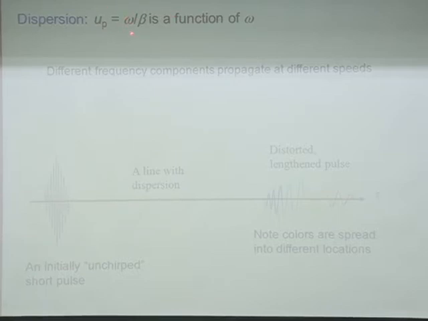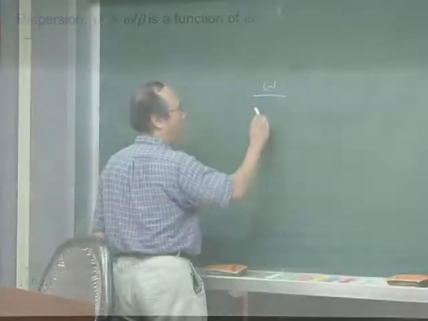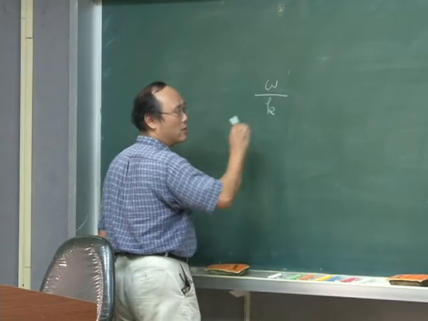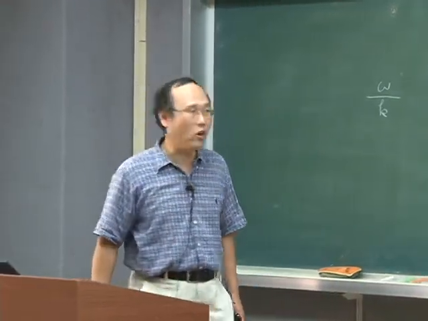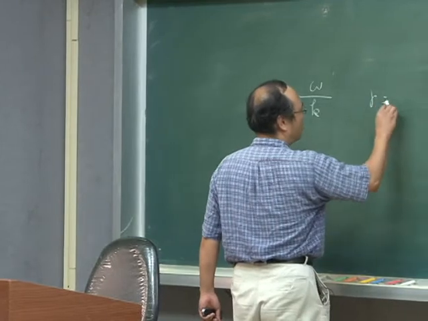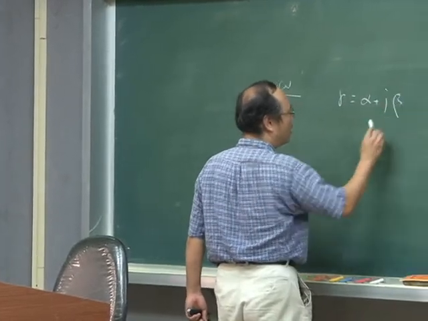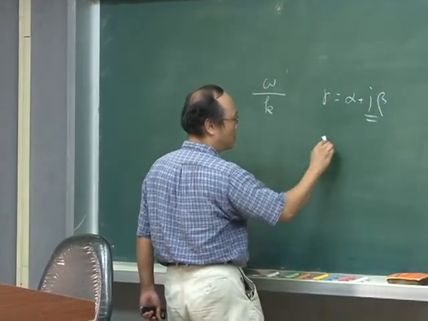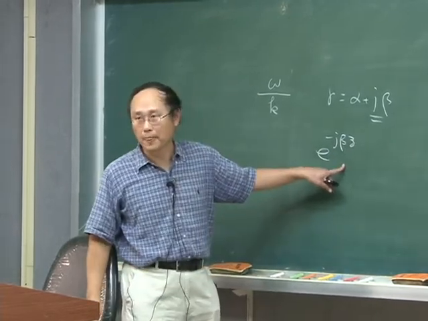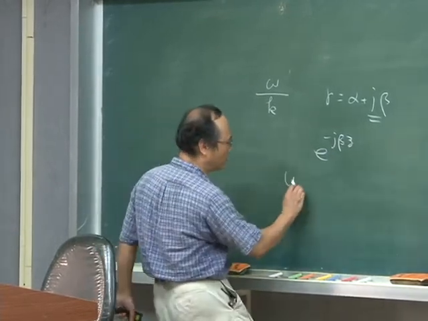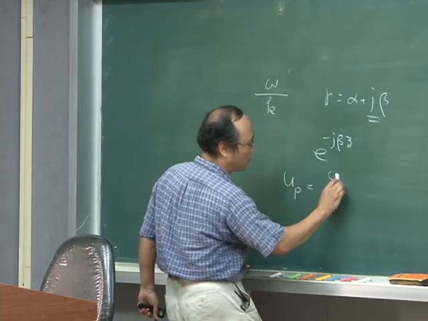That is omega over beta, or without any loss, we say this is omega over k. Right? Last time we talked about plane waves, but now you have loss. Your gamma is equal to alpha plus j beta. So this term is the term responsible for propagation. Therefore, now your phase velocity is equal to omega over beta.